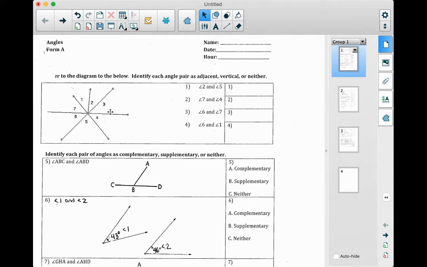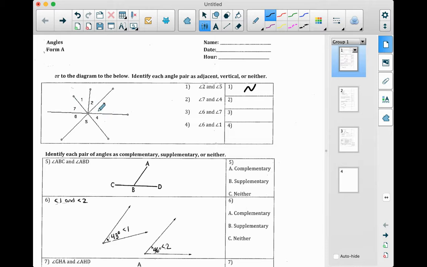All right, so in this first picture, it's asking us to identify each angle pair as adjacent, vertical, or neither. Okay, so 2 and 5, they look like they might be vertical, but they're actually not. You can hopefully see 5 is a bigger angle than 2. 5 is made by these two lines, 2 is made by this line and this line. So they are not vertical. They're not adjacent either because they're not right next to each other. There are angles between them on both sides. So that would be neither.